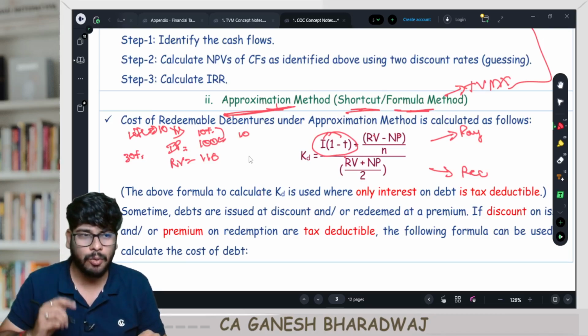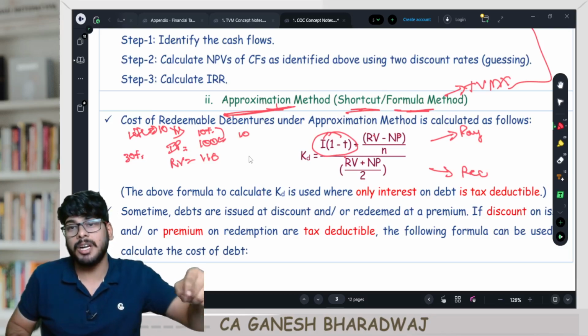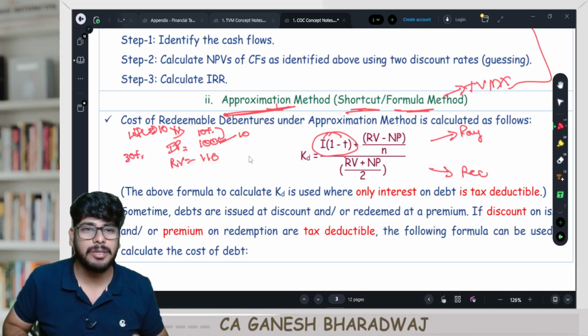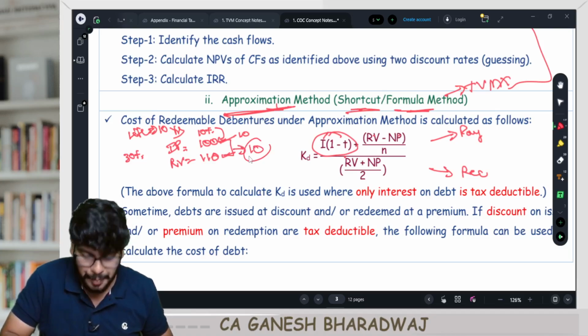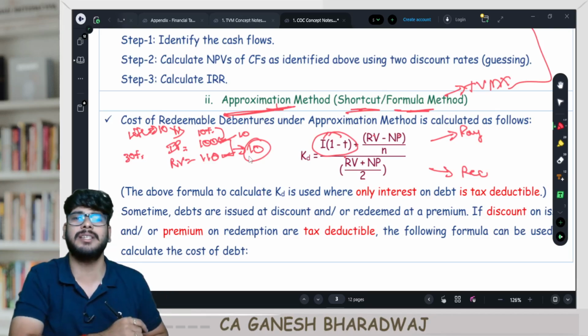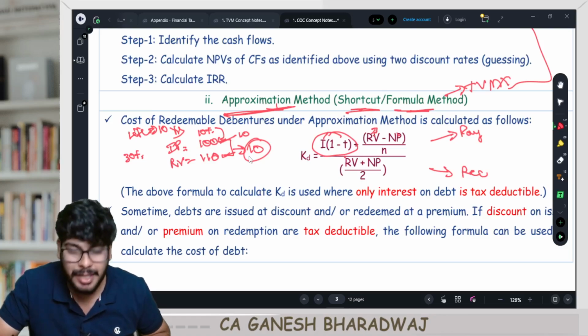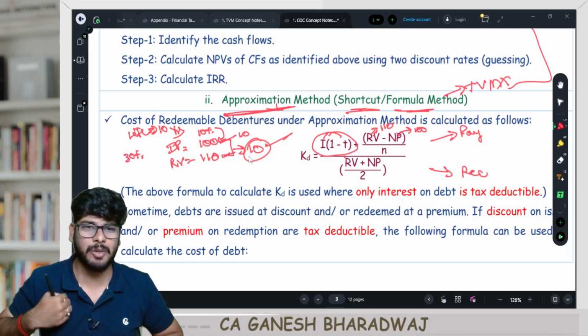Next. Now, is that the only cost the company is incurring because of this? No. When I received money from the investor, the debenture holder, I received only 100. Issue price was 100. But I am redeeming it at 110 rupees, which means this extra 10 rupees is also my cost, because I raised the money from the debenture channel. So, RV minus NP. RV is going to be 110, NP is going to be 100. This extra cost of 10 rupees is also my cost.